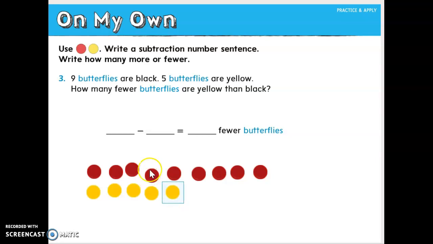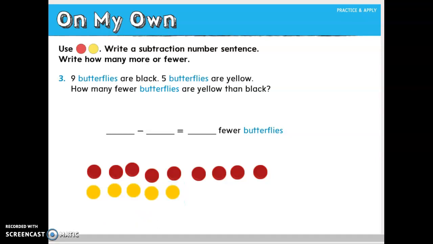All right, so I'm going to get my writing tool out now. And we're going to write that number sentence. So we're going to start with 9. We're going to take away the 5. And we're going to find out that there are 4 fewer butterflies. So that kind of represents these right down here on the end that they can't match up. So there are 4 fewer butterflies.